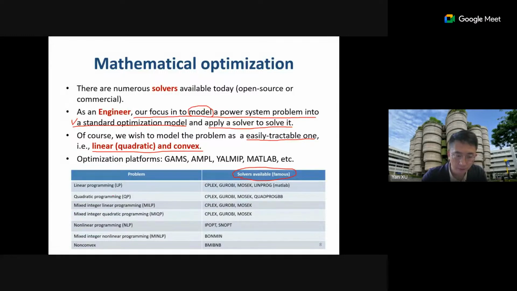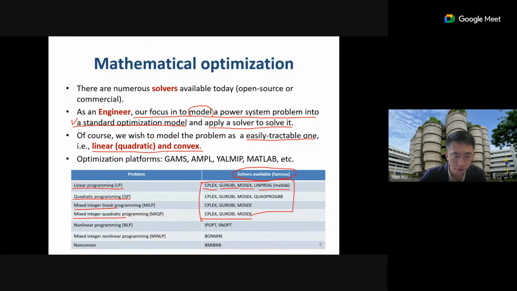Now, for different types of models, we have different solvers. Most famous ones are CPLEX, Gurobi, MOSEK. These three are the most widely used commercial solvers. But if you are a researcher or student, you can get a free license. You go to their website and request a free license. And if you are using MATLAB, MATLAB also has some solvers such as linprog, which is for linear programming. So it depends on the format of the model, being linear, quadratic, mixed integer linear, or mixed integer quadratic. We can use all these kinds of solvers.